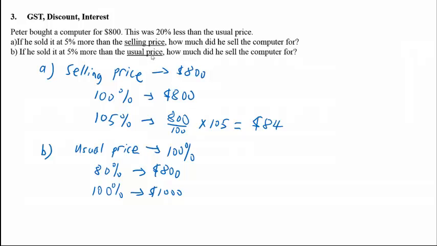Not a selling price, that means the price before the discount. And if we sold at 5% more, I need to find 105%, because it's 5% more. To do that, you simply take 1,000 divided by 100 times 105, and so the answer will be $1,050. I hope that this question can help you understand more about a percentage increase.